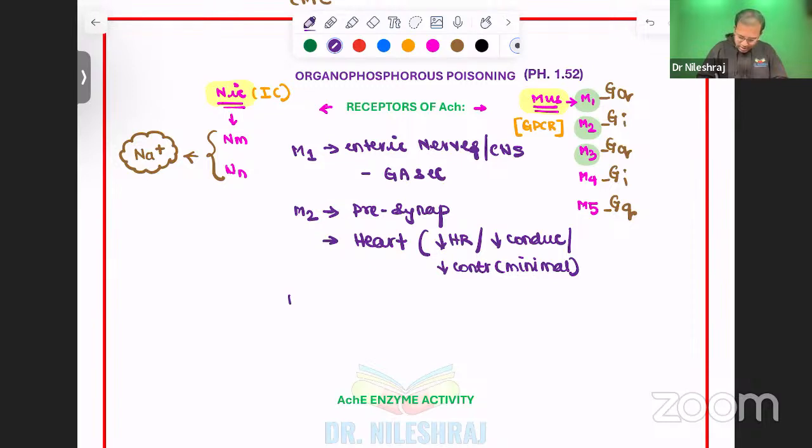Moving on to the next one, M3 receptors. What exactly are the functions and its locations? We have a mnemonic here, my dears. EGMP, ACBB. EGMP and ACBB.